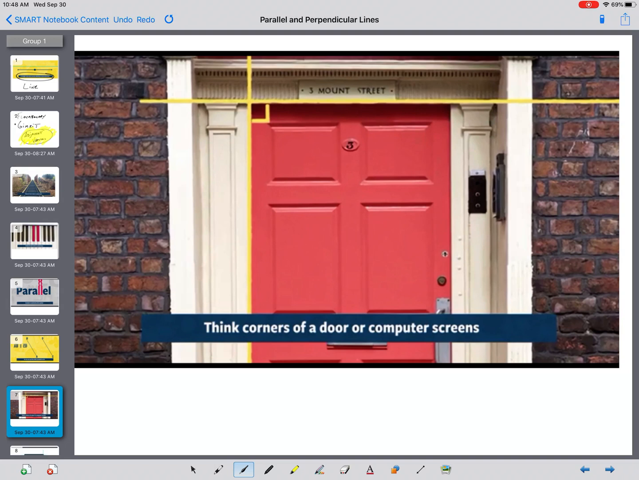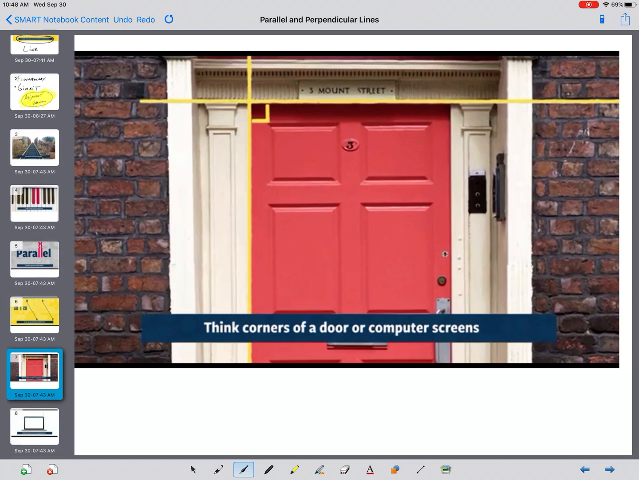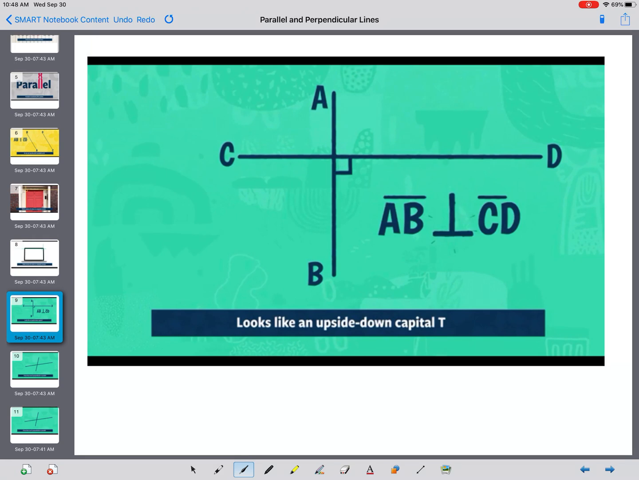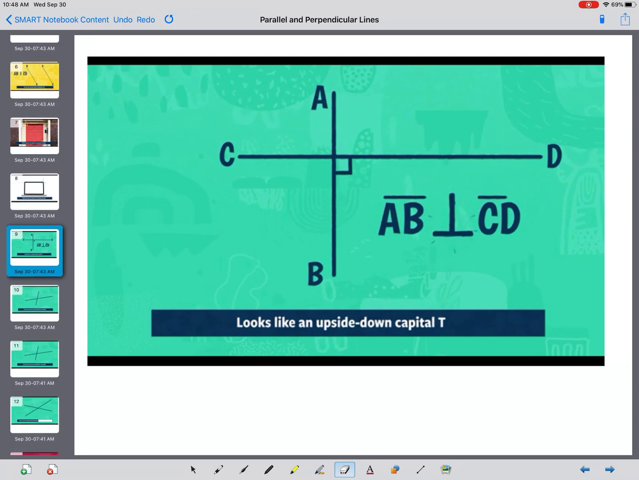So perpendicular, you would want to think of corners of a door or of computer screens. Those are perpendicular. Perpendicular notation looks like this, an upside down T. So in this case, you would say that line AB is perpendicular to line CD. Perpendicular lines form right angles.